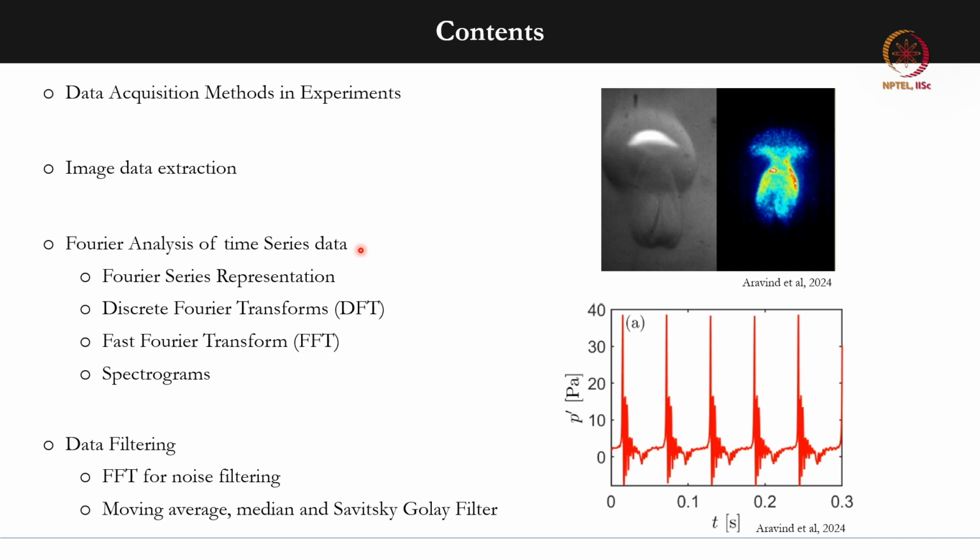After that, we'll look into data filtering techniques to filter out the noise from the data. Experimental data is usually very noisy in nature and we need to filter it out. Here we are going to look into two commonly used techniques. One is by using FFT itself. Once we have the FFT, we can remove the noise using the data from the FFT. Or we can use filters such as Savitzky-Golay filter, moving average filter, or median filters. So we'll have an overview of these techniques.